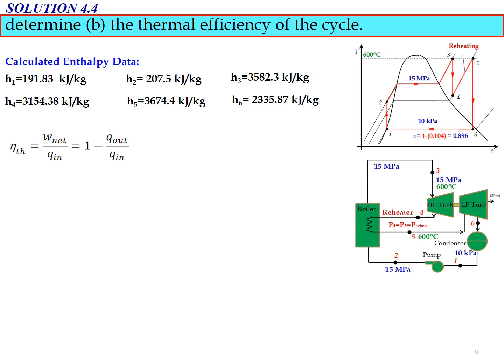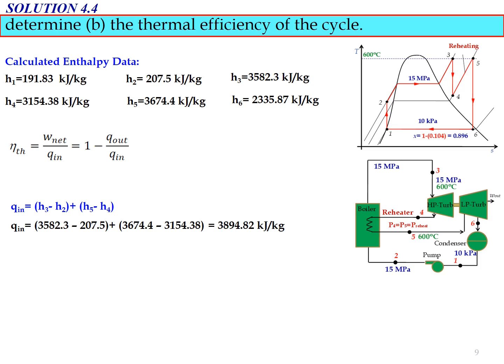So we know that the equation for thermal efficiency equals W net divided by Q in, equal to 1 minus Q out divided by Q in. If we use the second equation for the thermal efficiency, we need to determine the value of Q out and also Q in. Based on the TS diagram, Q in will be equal to H3 minus H2 plus H5 minus H4. So substitute all the enthalpy values into the equation. Q in will be equal to 3894.82 kJ per kg.